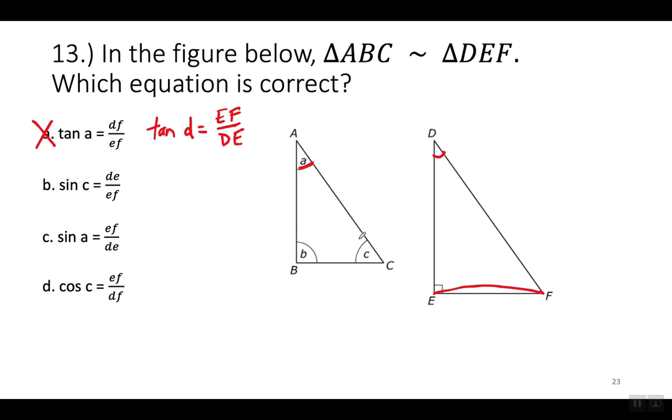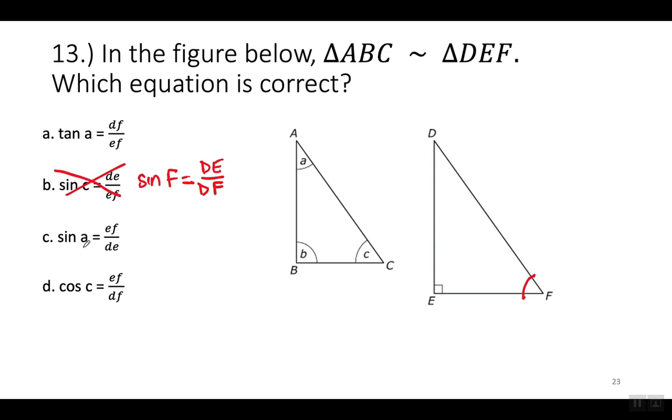Letter B says the sine of C. So here's C. The sine of C is the same as the sine of F. The sine of F is going to be side DE, opposite, over the hypotenuse, side DF. Again, that's not what it says here, so that's wrong. How about the sine of A? The sine of A is the same as the sine of D. The sine of D would have to be opposite over hypotenuse, so EF over the hypotenuse, which is DF. Again, that's not what it says here, so that's wrong.